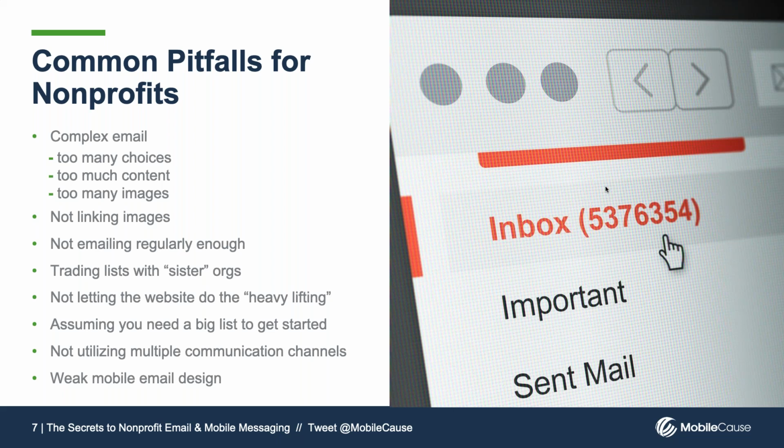Trading lists with sister orgs. So often there'll be nonprofits that have an organization that is in line with the mission, but is not part of the actual organization. And often nonprofits will trade lists. Hey, our organization deals with this, you deal with that, very similar audience, let's trade lists. That's actually illegal. The only way you can email people is if they gave you implied or express permission to email them. Implied permission would be that they gave you a business card, or they gave you a call, met you at an event. Express permission is they actually sign up for your newsletter. If they didn't do one of those two things, then you really don't want to use that list.